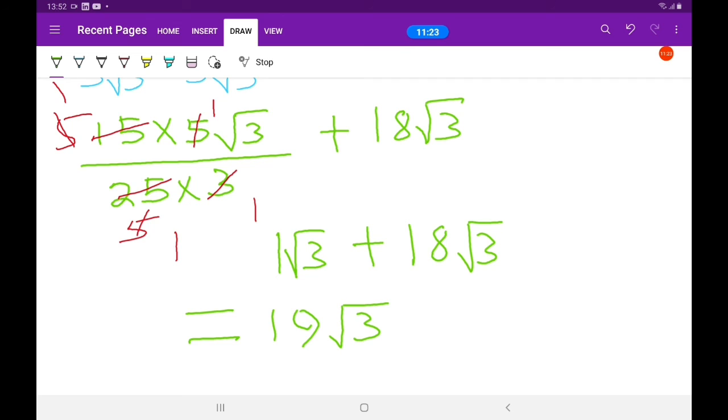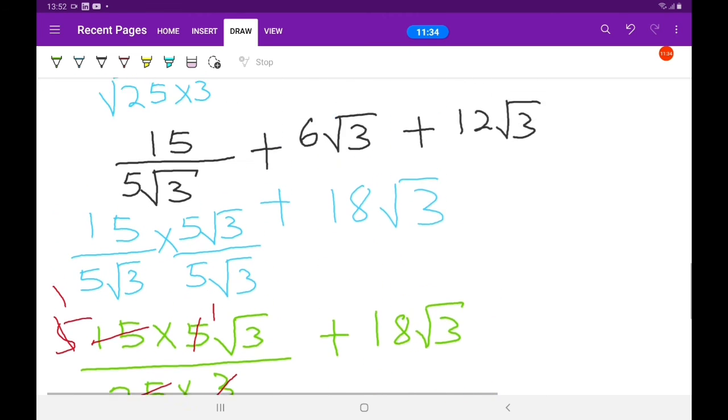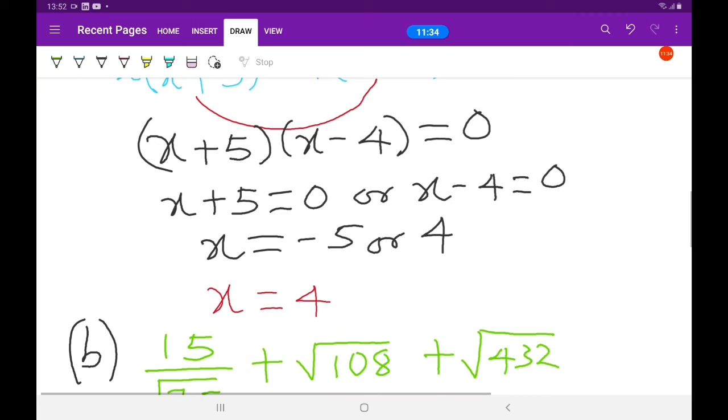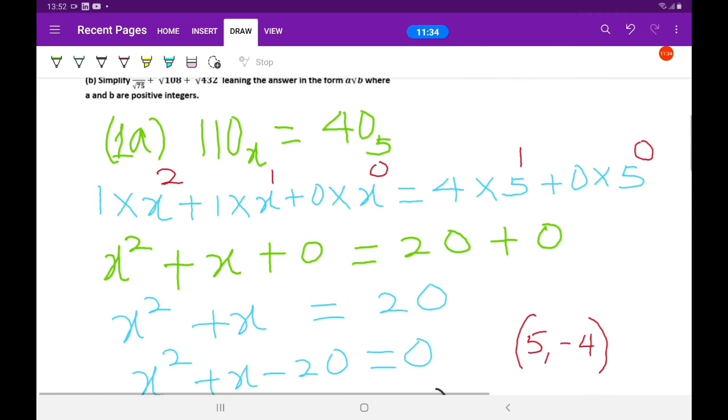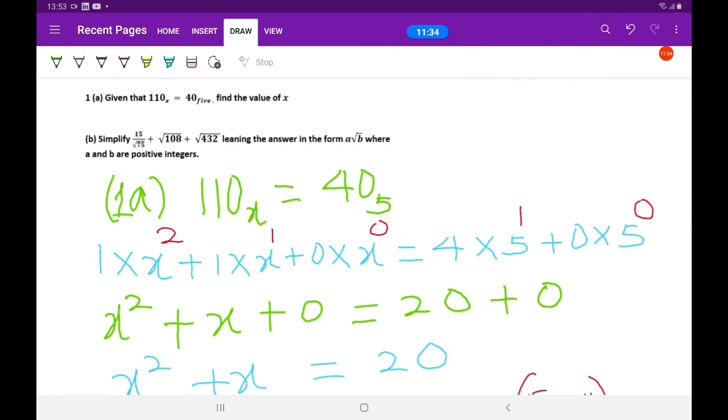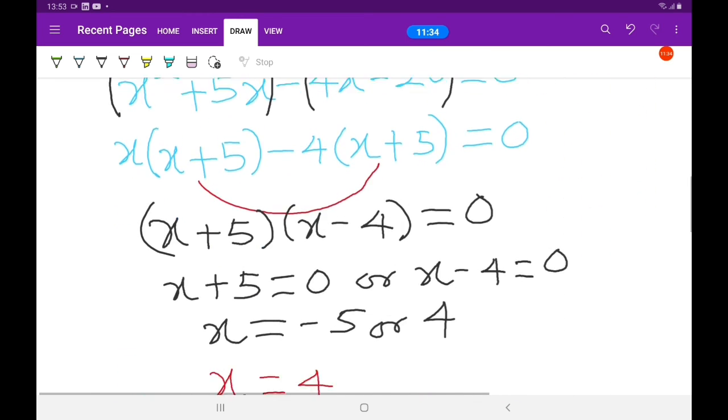And we have expressed that in the form a root b, as the question asks us to simplify it, and our answer we got was 19 root 3.